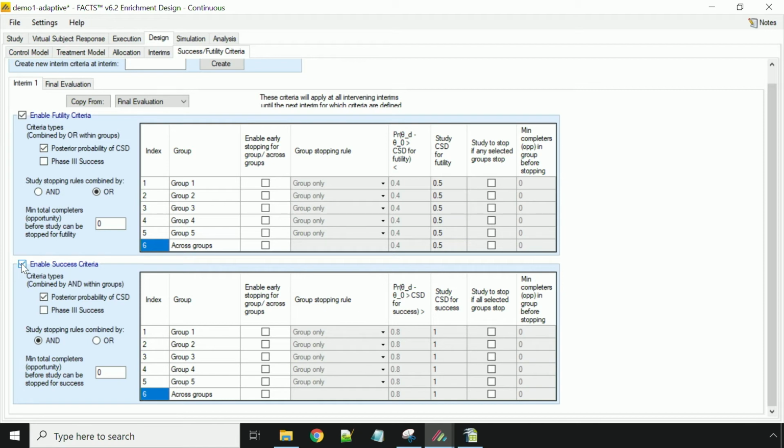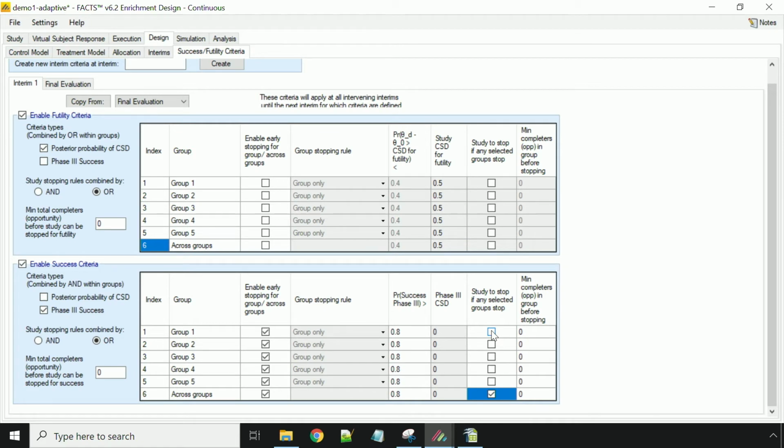So for success, again, we want to judge it on whether the treatment effect in that group predicted forward is going to predict a reasonable level of success in the phase 3. And again, we're going to OR conditions together. We're going to enable stopping in all the groups, but we only want to stop the overall study if we're not winning across groups.